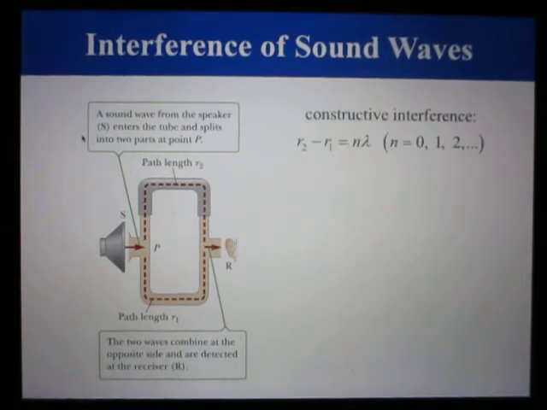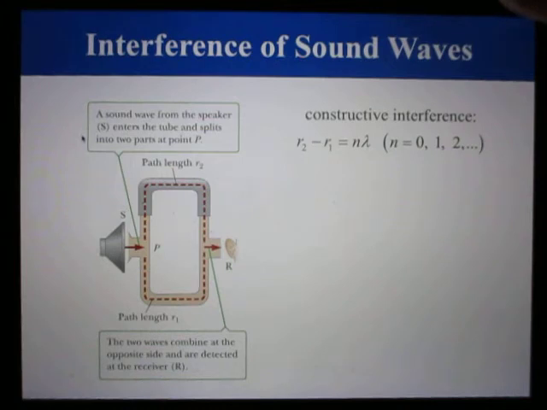Now, let's imagine adjusting one of the path lengths, R2, so that the upper path is half a wavelength longer than the lower path R sub 1. In this case, a sound wave splits and travels the two paths as before, but now the wave along the upper path must travel a distance equivalent to half a wavelength farther than the wave traveling along the lower path. As a result, the crest of one wave meets the trough of the other when they merge at the receiver, causing the two waves to cancel each other.